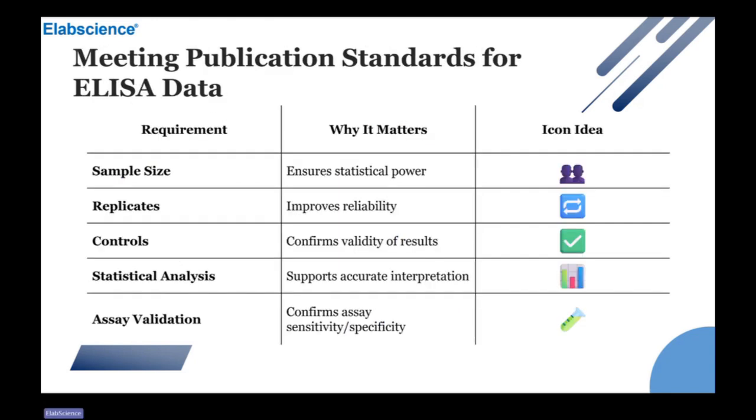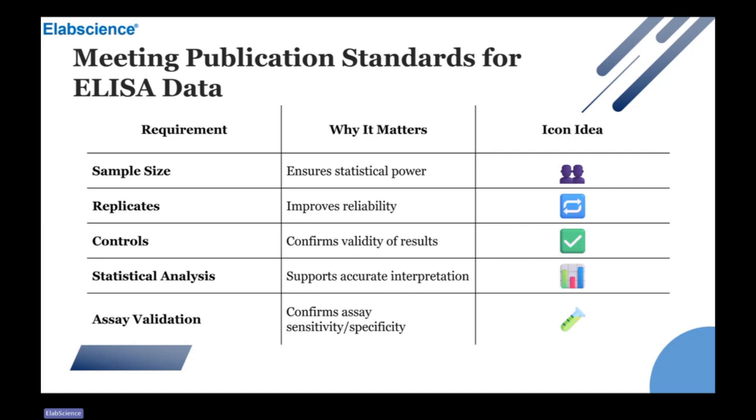And now, high quality ELISA data is not just about running the assay. It's about documenting it properly. Publications expect clear reporting of sample numbers, controls, replicates, and statistical methods. Include assay validation and any deviations from the standard protocols. Meeting these standards ensures that your results are reproducible, credible, and acceptable for peer-reviewed journals.